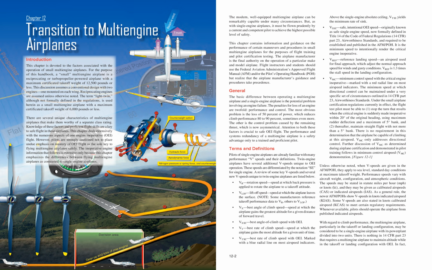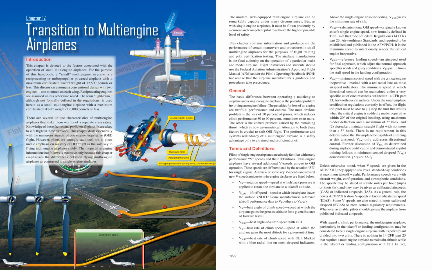But, as with single-engine airplanes, it must be flown prudently by a current and competent pilot to achieve the highest possible level of safety. This chapter contains information and guidance on the performance of certain maneuvers and procedures in small multi-engine airplanes for the purposes of flight training and pilot certification testing. The airplane manufacturer is the final authority on the operation of a particular make and model airplane. Flight instructors and students should use the Federal Aviation Administration's Approved Flight Manual, AFM, and/or the Pilot's Operating Handbook, POH, but realize that the airplane manufacturer's guidance and procedures take precedence.